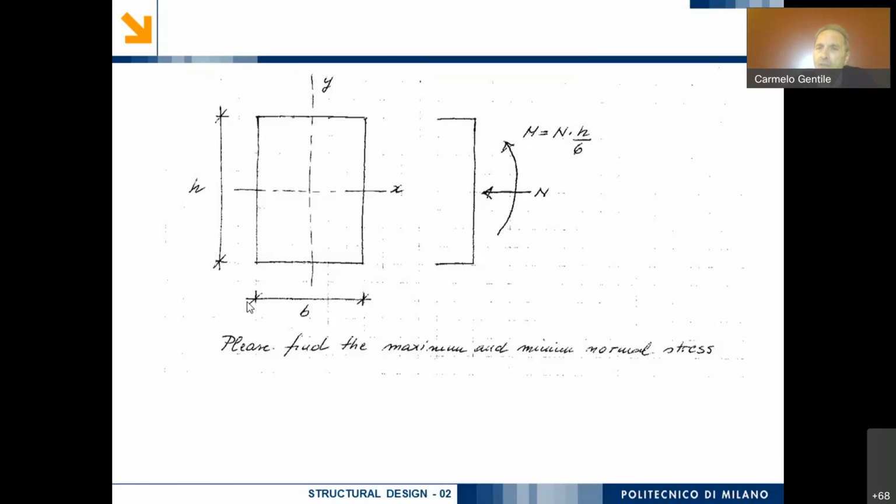What I requested of you was to evaluate the stress distribution, the normal stress distribution associated with the normal force N and the bending moment, and to try to compute the maximum and the minimum normal stress. The first question, and I would like to hear your voice, is: have you done this exercise? Have you tried to do it? Please say yes if you have done this.